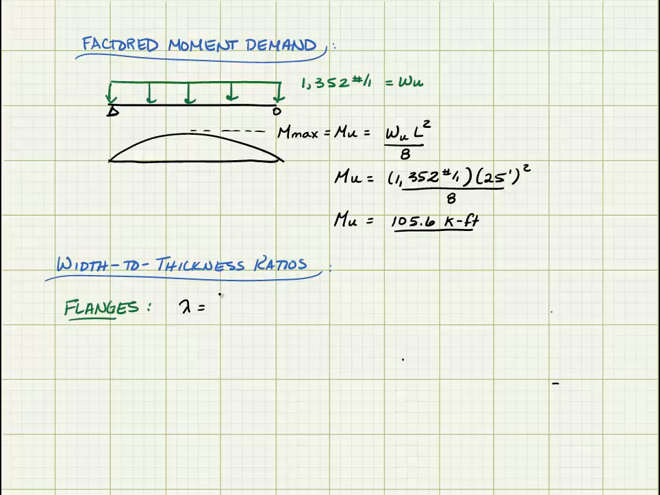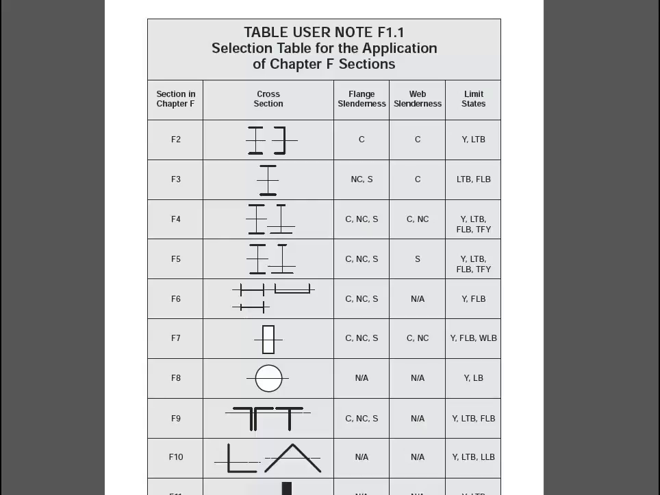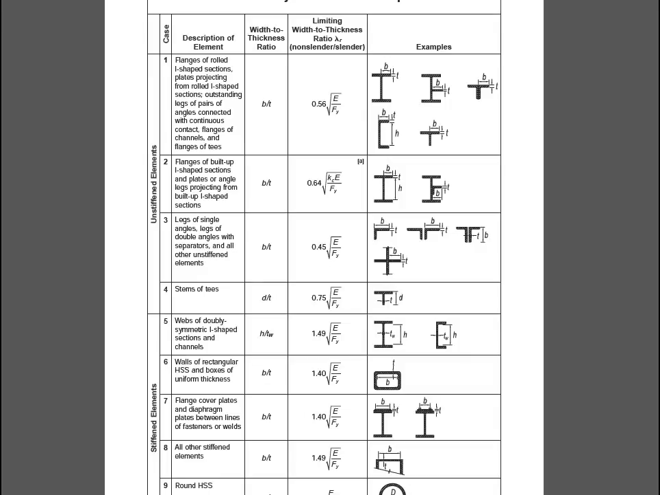Lambda for the flanges, we would calculate exactly the same way that we would for compression. It's tabulated in Part 1 of the manual as 7.41. But now instead of comparing this against lambda sub r for uniform compression, I'm going to use Table B4.1 for flexure and calculate lambda sub p. So let me flip over to my specification and scroll back to Part B. It might take me a second to find it. Okay, here's Table B4.1.